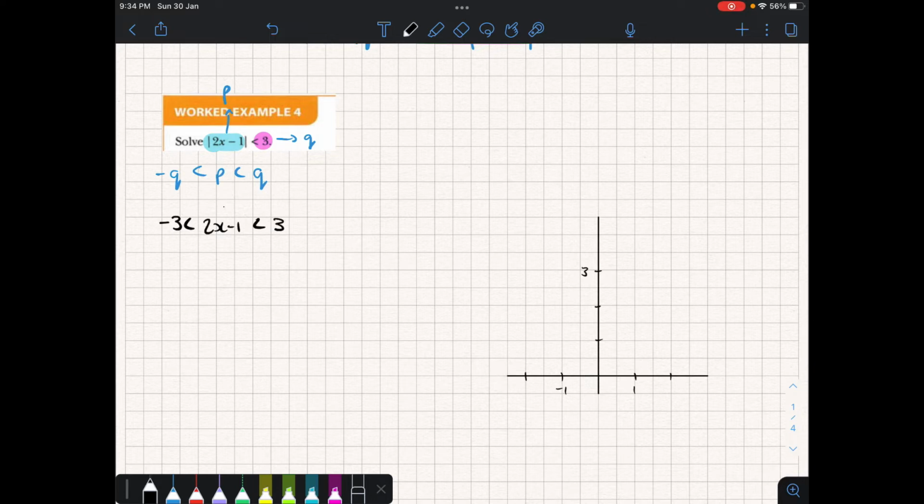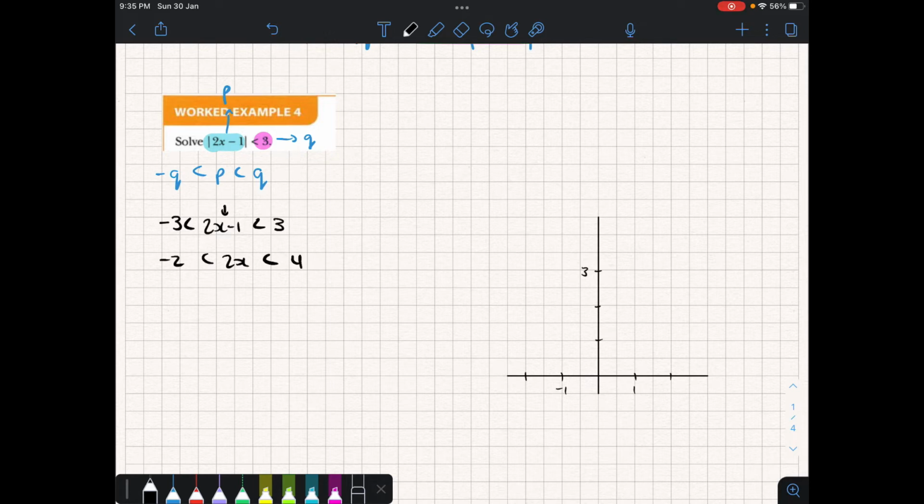So in the center here, I have 2x minus 1. I want to add 1 in order to get rid of that. So I need to add 1 everywhere. So minus 3 plus 1 becomes minus 2. Minus 1 plus 1 becomes 2x. And 3 plus 1 becomes 4.